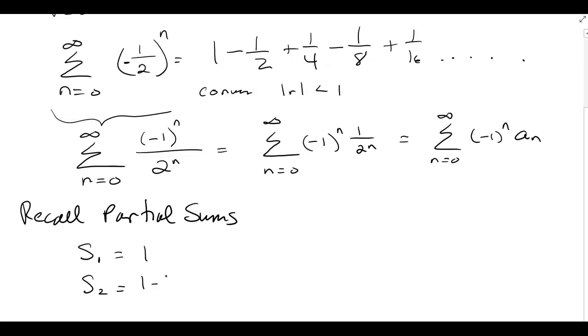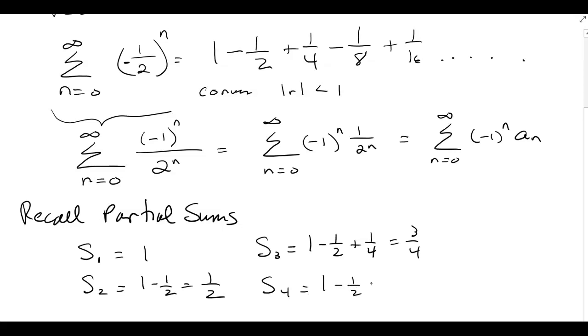Partial sum 2 is the summation of the first two terms. So in this case, it's 1 minus 1 half, so it's a half. Partial sum 3 is the summation of the first 3 terms: 1 minus 1 half plus 1 fourth, and we've got to do some work here. So we have a half plus a quarter equals 3 fourths. And we're only going to do a couple of them. Partial sum 4 is 1 minus 1 half plus 1 fourth minus 1 eighth. I guess that's 5 eighths.